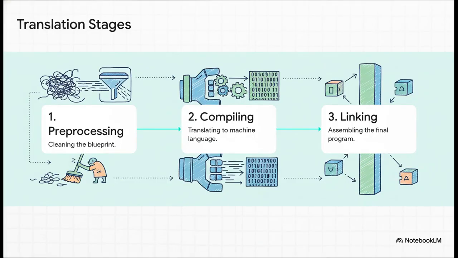And this whole translation process basically breaks down into three key stages. First, a preprocessor comes in to tidy things up. Then, the compiler does the really heavy lifting, the actual translation work. And finally, a linker comes in and assembles all the different pieces into a single runnable program.